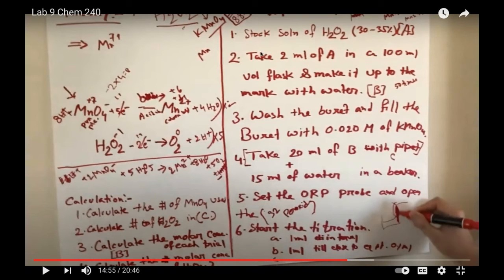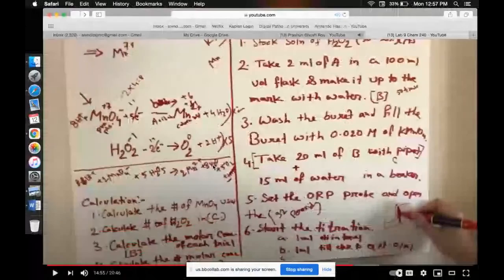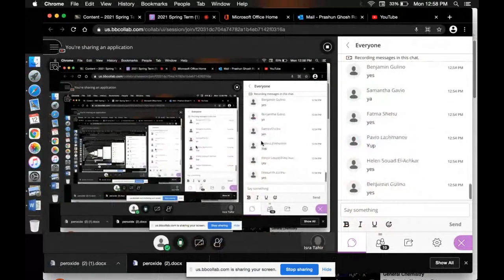Once you got the concentration of B, this concentration of B is nothing but 50 times dilution of A. So to know the concentration of A, what do you need to do? Whatever you got in number 3, you just need to multiply it by 50. Then you will get the concentration of A, the concentration of the hydrogen peroxide. You understand till this part? Please respond.